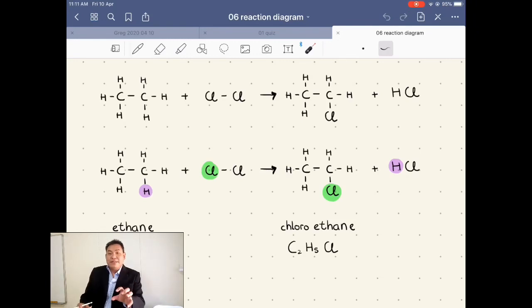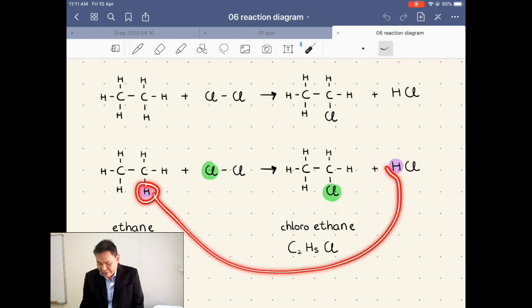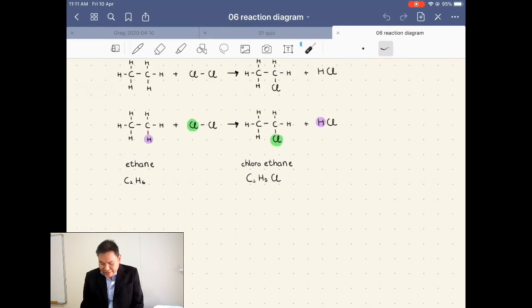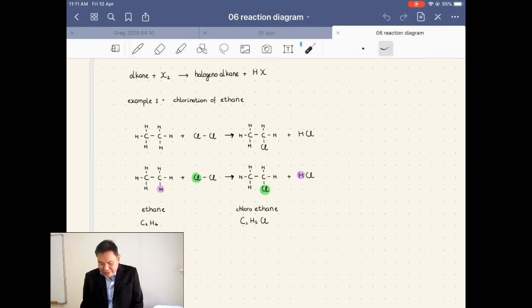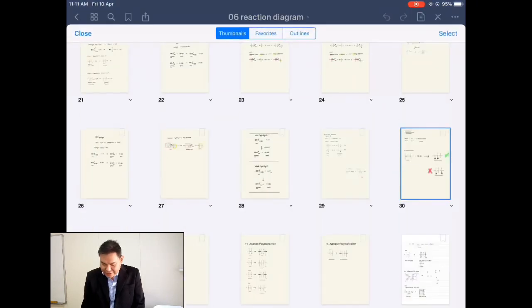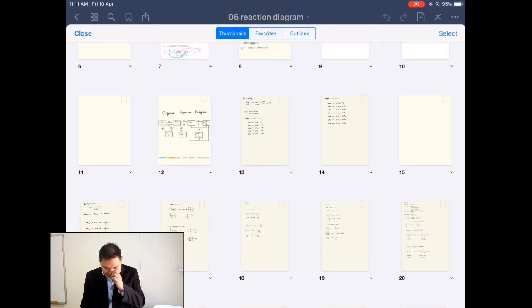So one of the Cl or one of the halogen goes into the organic substance. The other Cl will stay outside and it will receive hydrogen from the organic substance. Then you produce HCl or HBr or HI. Yeah. That is reaction number 9. Next, reaction number 10.